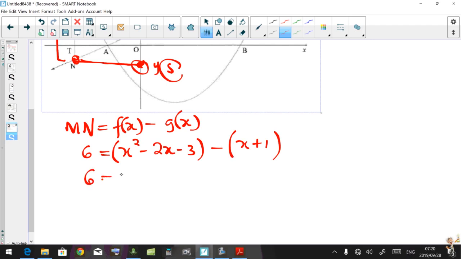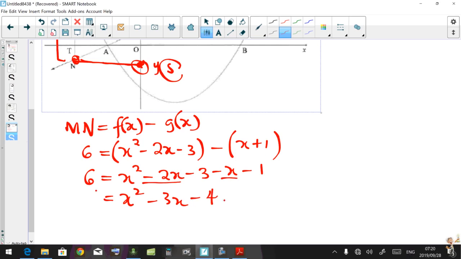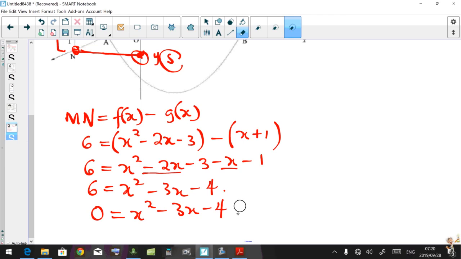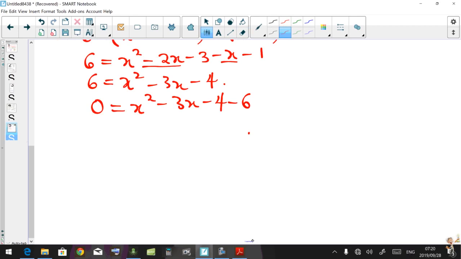Alright, what do we have? 6 equals to x squared minus 2x minus 3 minus x minus 1. Alright, x squared, what will this give us? Minus 3x minus 4 equals to 6. Standard form. We need to change this into standard form by taking this one to the other side. X squared minus 3x minus 4 minus 6. Minus what? 6. Does that work for you? Alright, so what do we have? X squared minus 3x minus 10 is equal to 0.